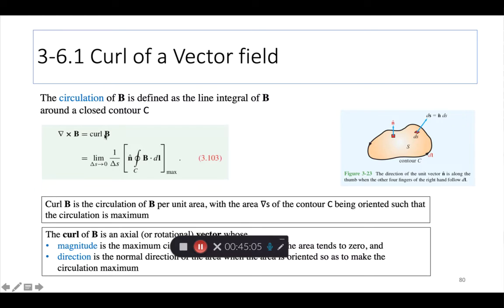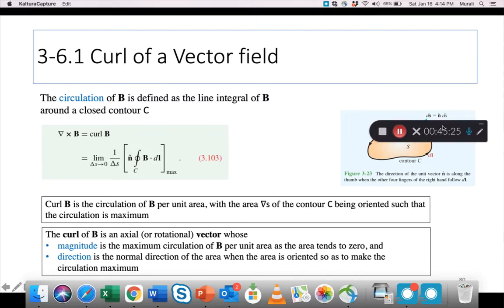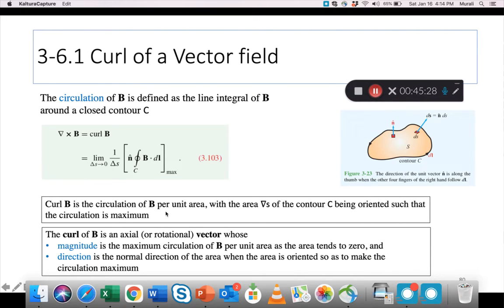When you do that, you call it curl, and it also has this definition: limit delta s tends to 0, 1 by delta s, a surface, a line integral over a closed path B dot dl. Okay, and here's a bunch of definitions all related to this. Please read them. I like this definition at the bottom, so let's quickly look at it once. And here's a picture to show you what the curl is or how we go around the path. Remember, we are talking about a closed path in a field, right? That is important to understand.